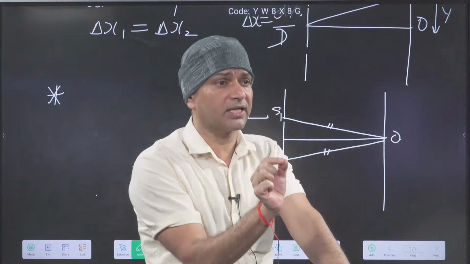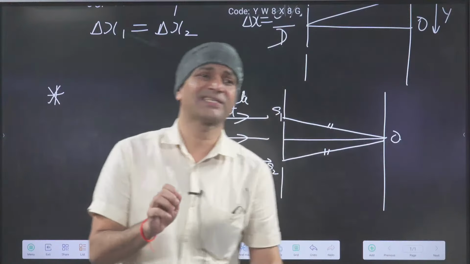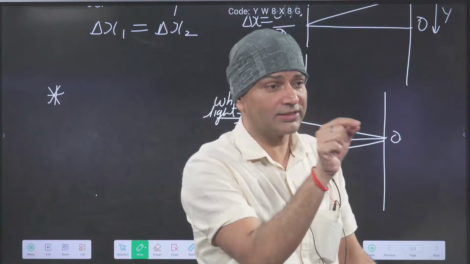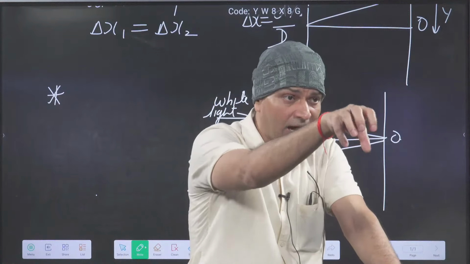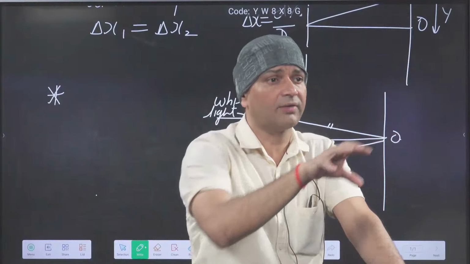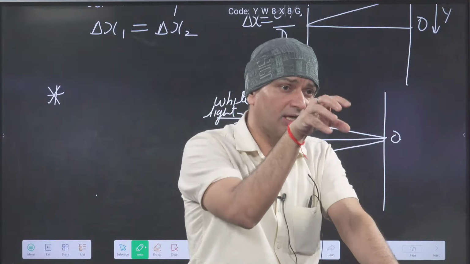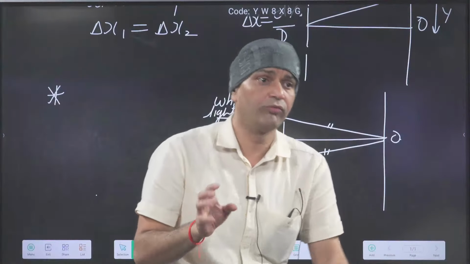It means the bisector is the maxima for all colors, all wavelengths. Now O is the bisector, so O is the maxima of all colors. It means all colors will have high intensity at O. Now all the 7 colors will meet at O. Then what will O be? O will be the white spot.